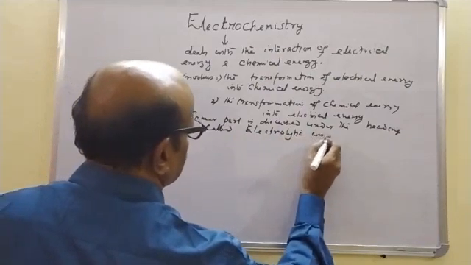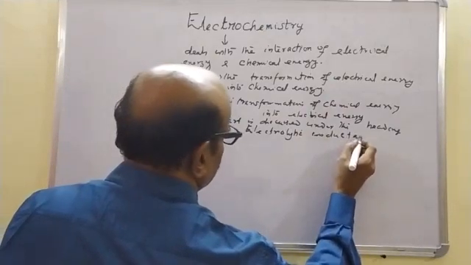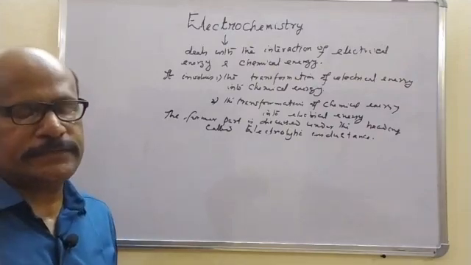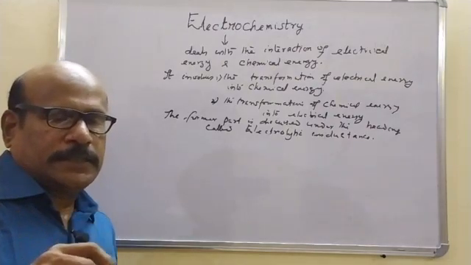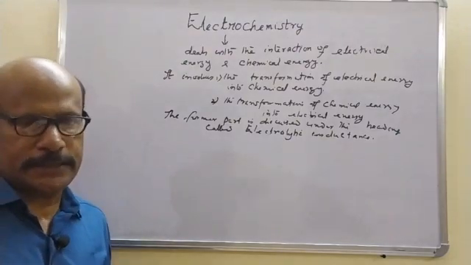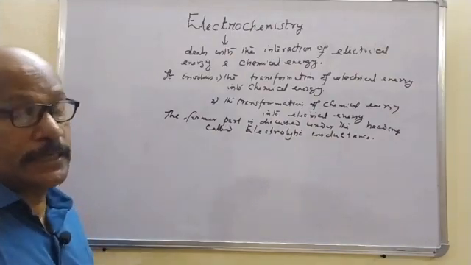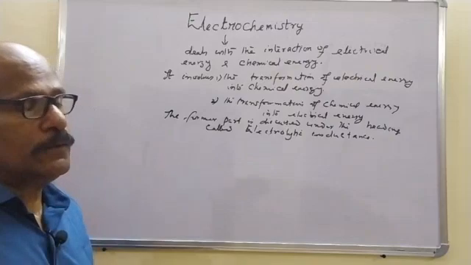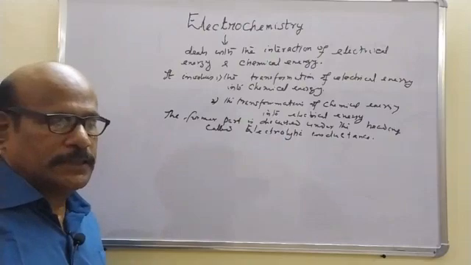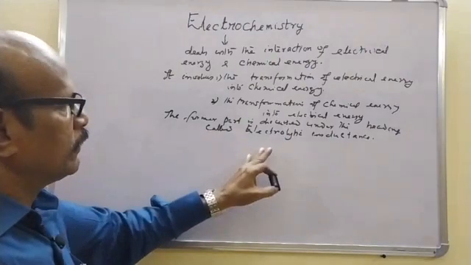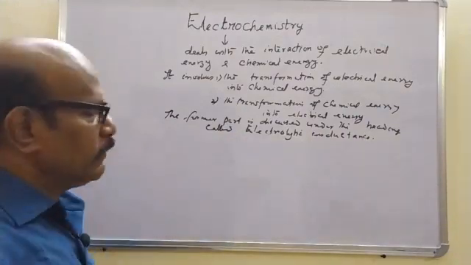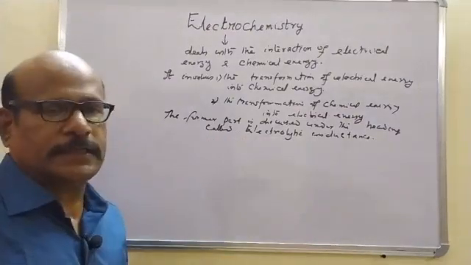Electrolytic conductance. Here we discuss molar conductivity, equivalent conductivity, Faraday's laws, etc., and certain theories of electrolytic conductance: the Arrhenius theory, Ostwald theory, and it goes up to the famous Debye-Hückel theory of electrolytic conductance. All are discussed, along with methods for determination of transport number. All these are discussed under the heading called electrolytic conductance.